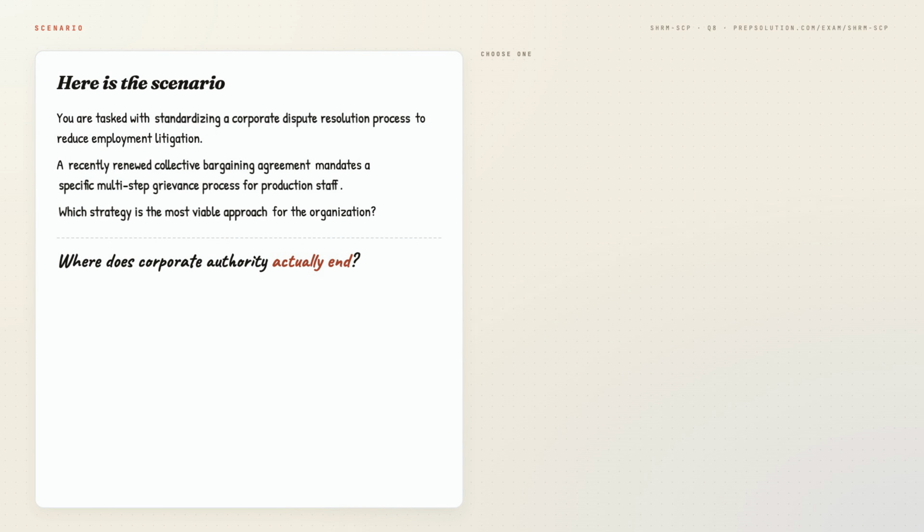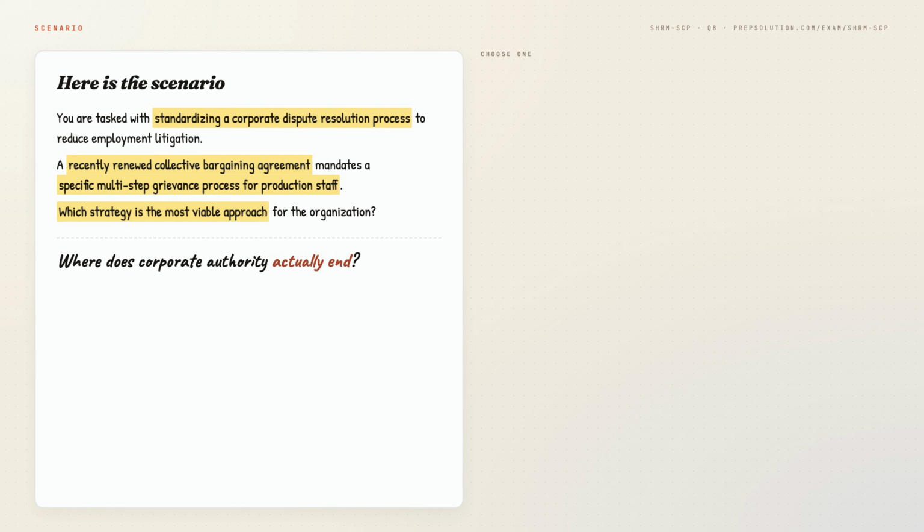Here is the scenario. You are tasked with standardizing a corporate dispute resolution process to reduce employment litigation. A recently renewed collective bargaining agreement mandates a specific multi-step grievance process for production staff. Which strategy is the most viable approach for the organization?